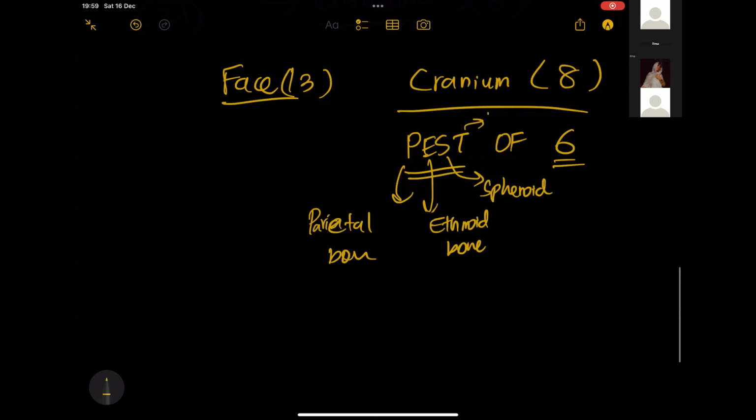So what are the paired bones here? It is the parietal bone and the temporal bone. So these are the paired bones. Okay, all others are single. Then you can count and see totally 8.